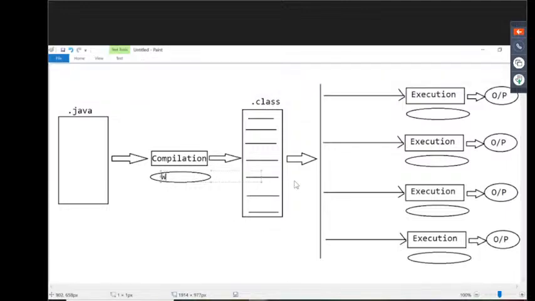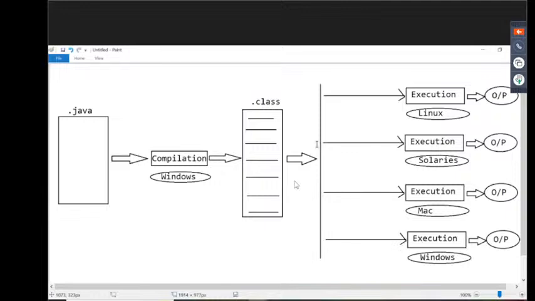For compilation, for example, I want to use the Windows operating system. And for execution, observe carefully, I'm going to use the Linux operating system. Then I'm going to use the Solaris operating system. Then after Solaris, I'm going to use the Mac operating system. And the next one is again the same Windows operating system. All of you observe carefully. Compilation we are performing on Windows.